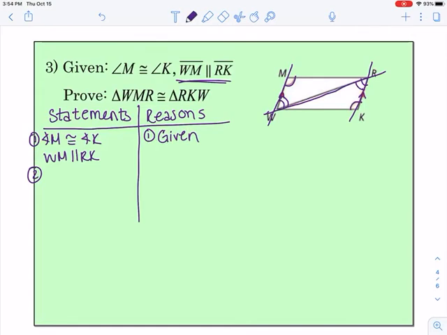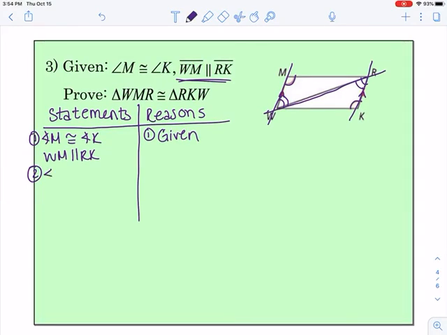So let's talk about the two angles that are congruent. That's going to be angle MWR is congruent to angle WRK. And the reason is because alternate interior angles are congruent.